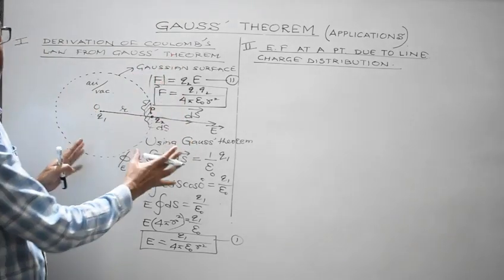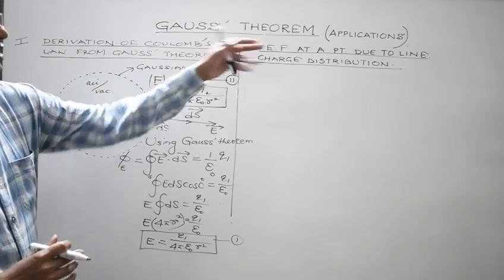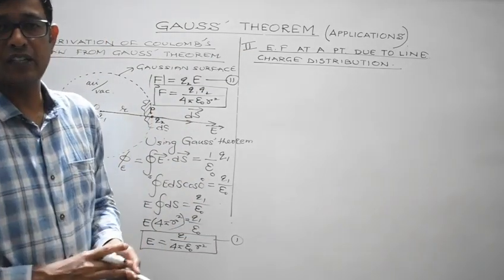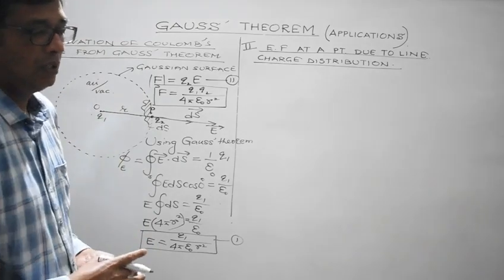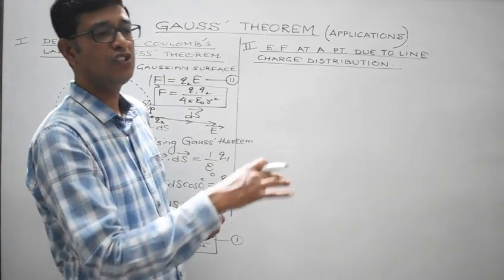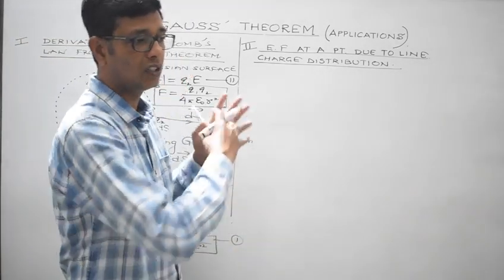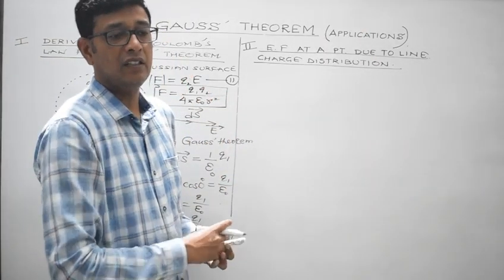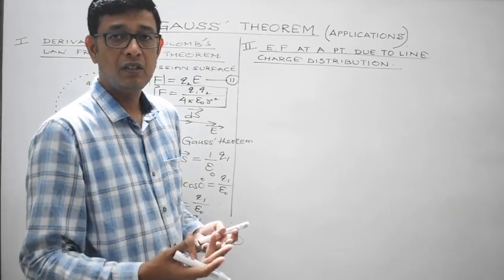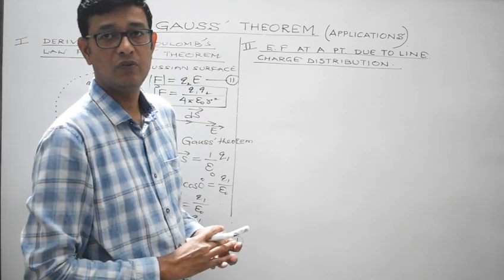This is the first application. Let's consider the second one. For a point charge, we are aware of the expression for the electric field. It's simple, kq by r square. But for a complicated system of charges, like in case of line charge, or in case the charge is distributed over an area, the expression for the electric field becomes complicated. It can be made simpler by using Gauss's theorem, right?